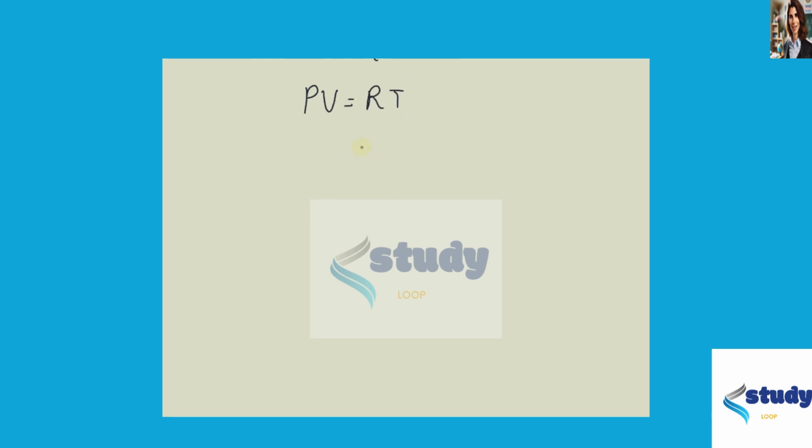From here, pressure is constant, so V by T is equal to R by P. R itself is a constant, and as this process is isobaric, P is also constant. So this side is a constant. So V by T is a constant. This is nothing but our Charles law. So now I can write V1 by T1 is equal to V2 by T2.